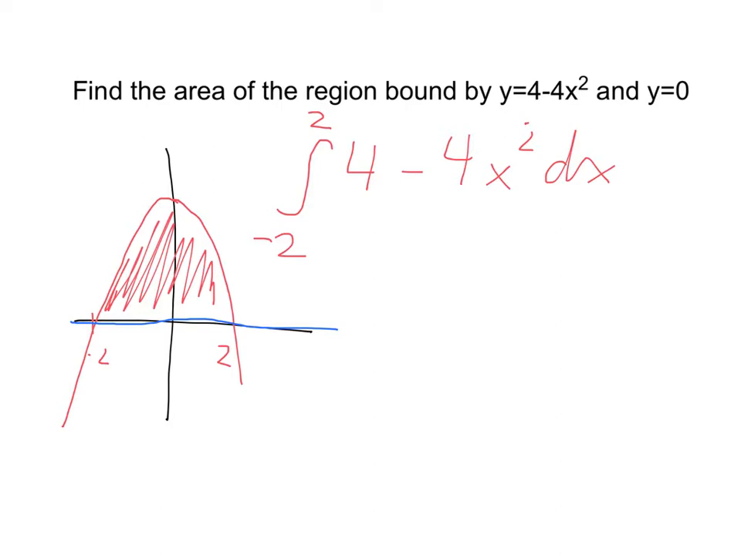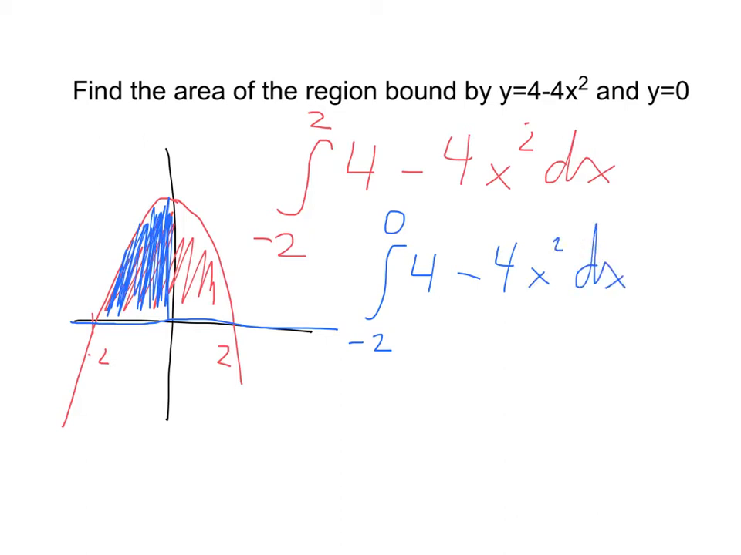It is possible on graphs like this, and by like this I mean graphs that are symmetric, to only do half of the integral and multiply by 2. In other words, we will get the same answer if we integrate from -2 to 0, 4 minus 4x squared. That gives me the shaded region, but then multiply by 2 for the entire region. Both ways work. Whatever way appears to be most convenient for you is the way you should do it.